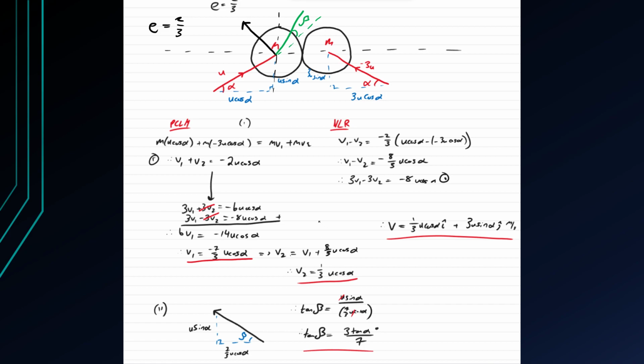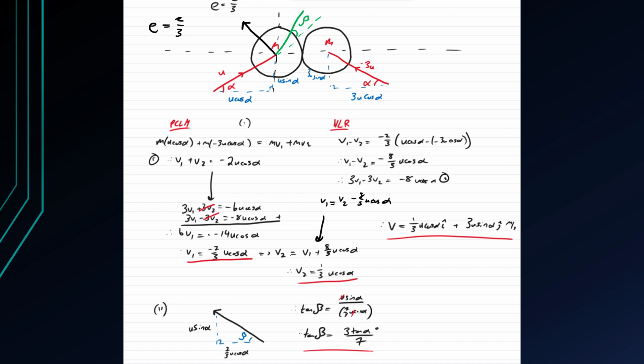For v2, we can actually work from either one of these. So if we add v2 and add 8/3 u cos alpha, we get v1 is v2 minus 8/3 u cos alpha, and then adding 8/3 u cos alpha, we get this relationship here, which gives that v2 is 1/3 u cos alpha.